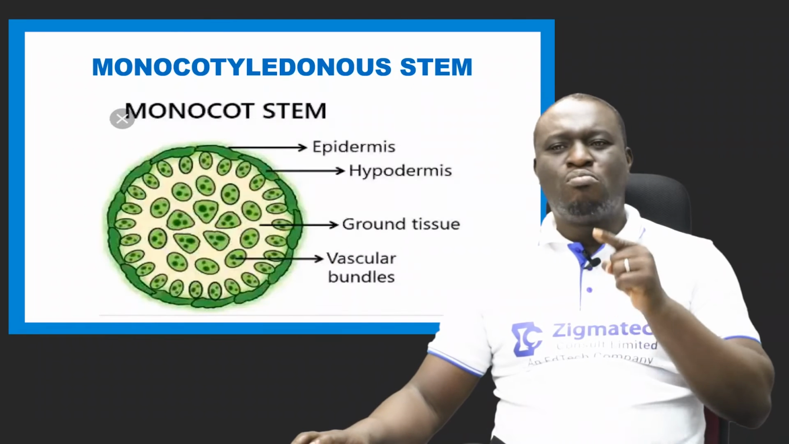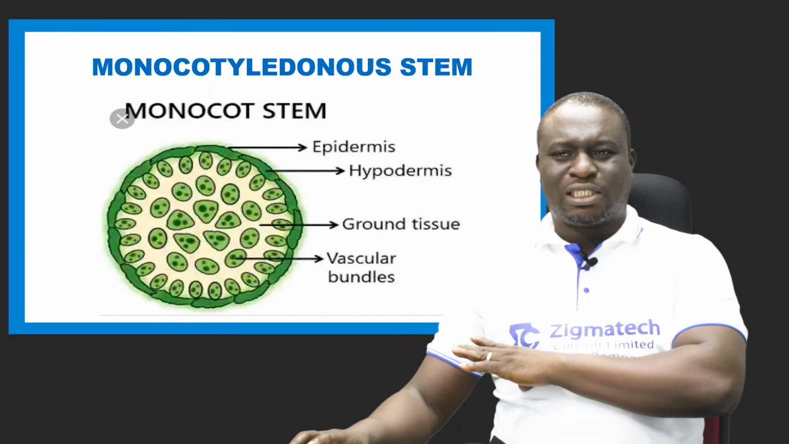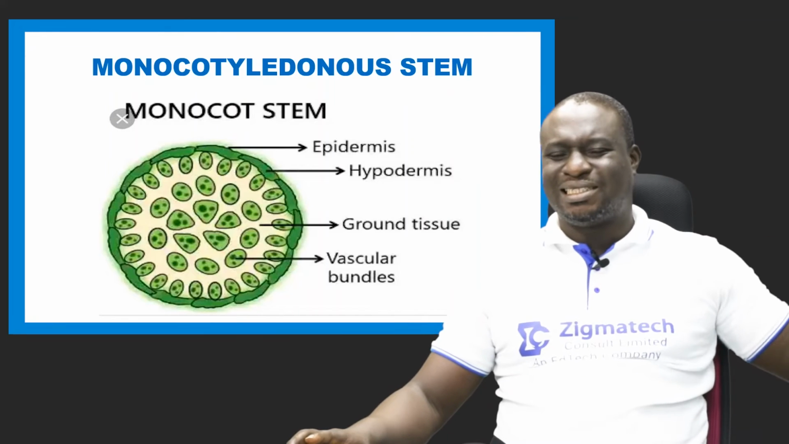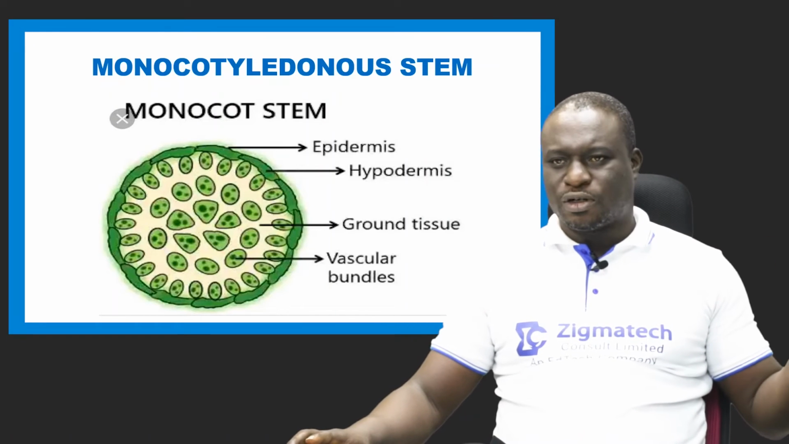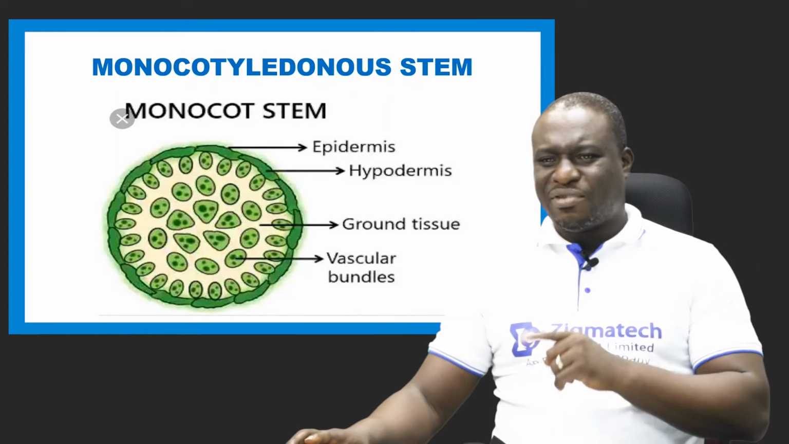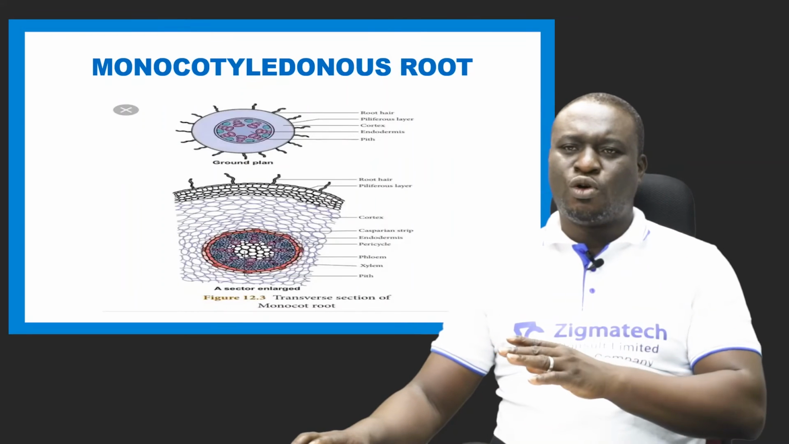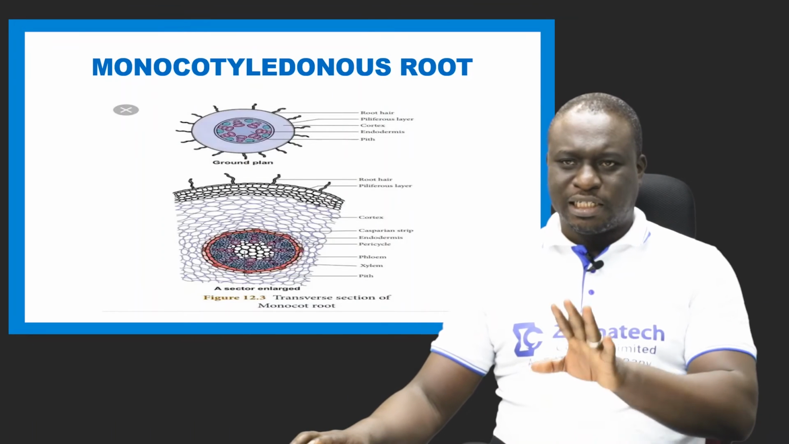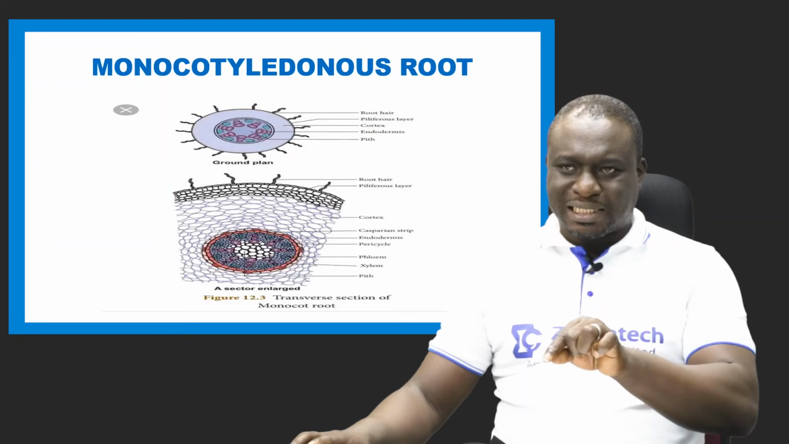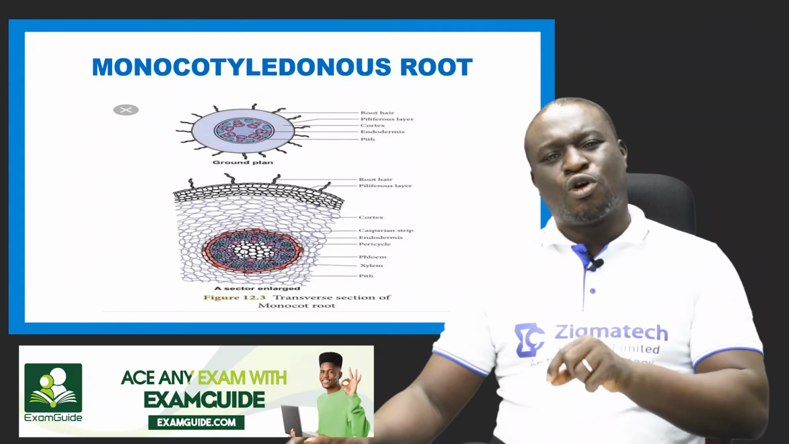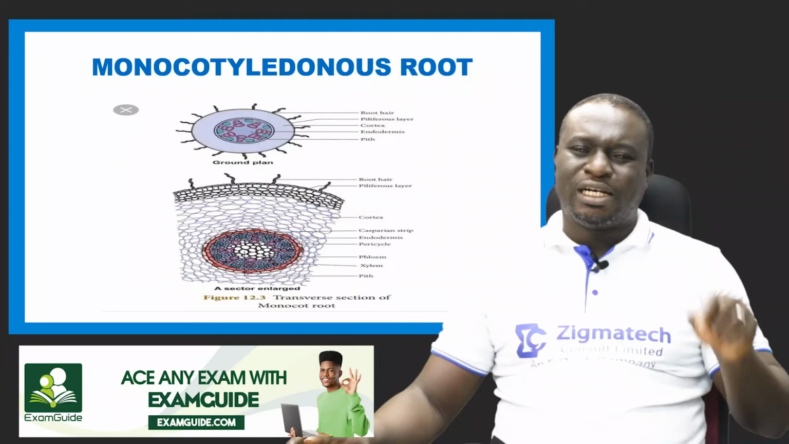Now, take a look at the monocotyledonous stem. You'll see that the content is scattered. They are not arranged as in dicotyledonous plants, but we have the vascular bundles and other parts. Then take a look at the monocotyledonous root. It is arranged. We have the pith. So the pith is found mostly in the monocotyledonous root and the dicotyledonous stem.